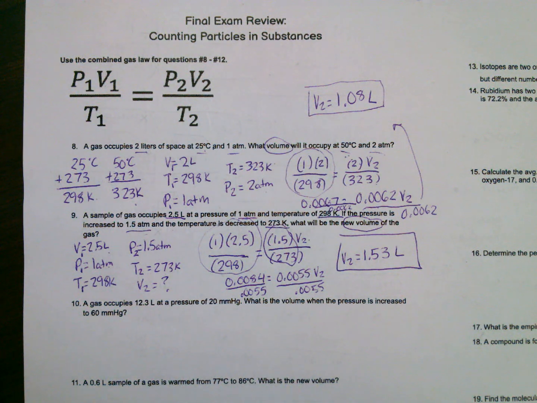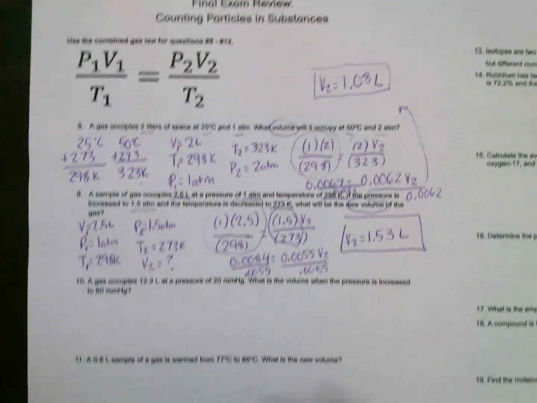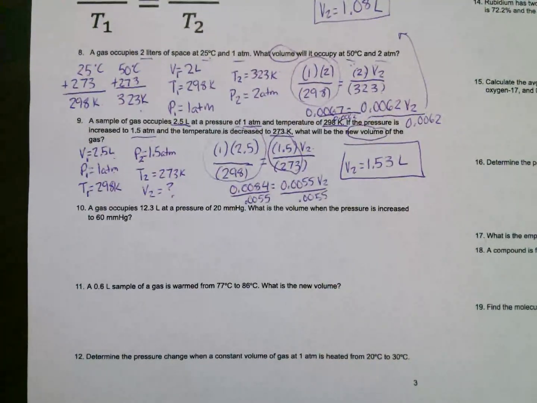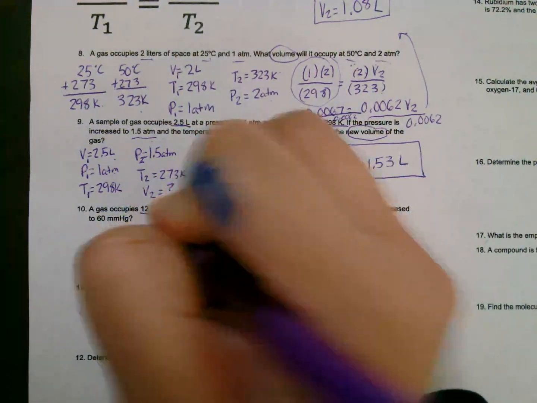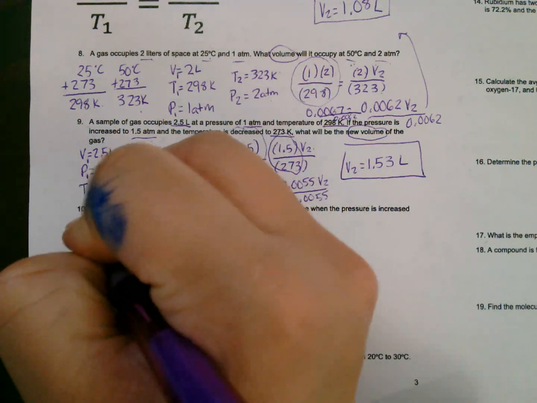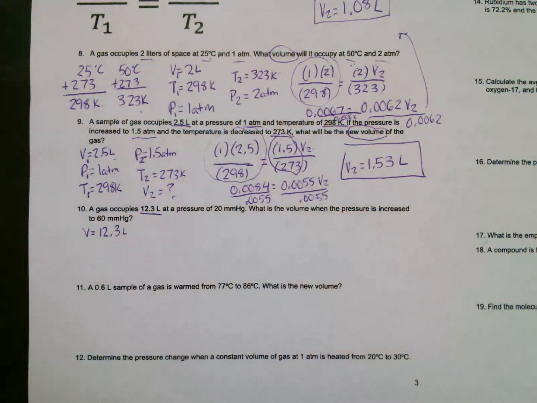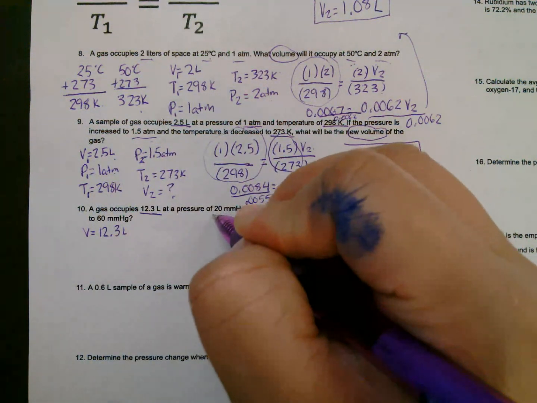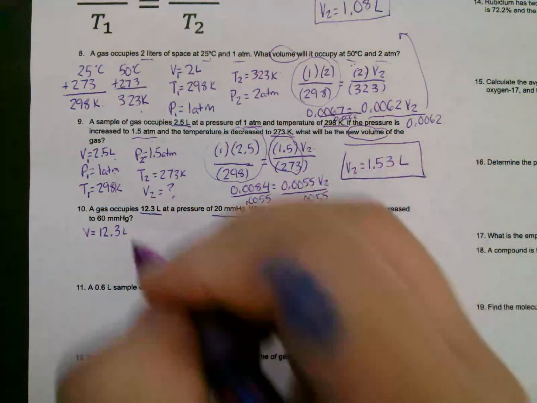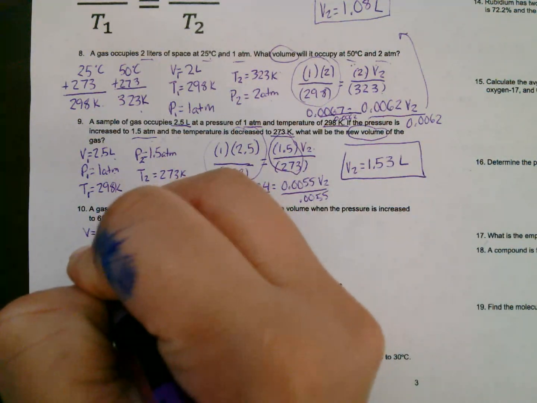All right, this is going over the second part to counting particles in substances. We're going to start on number 10, which is where we left off last time. A gas occupies 12.3 liters. Liters measures volume, so that's our volume, at a pressure of 20 millimeters of mercury. So that's a pressure.